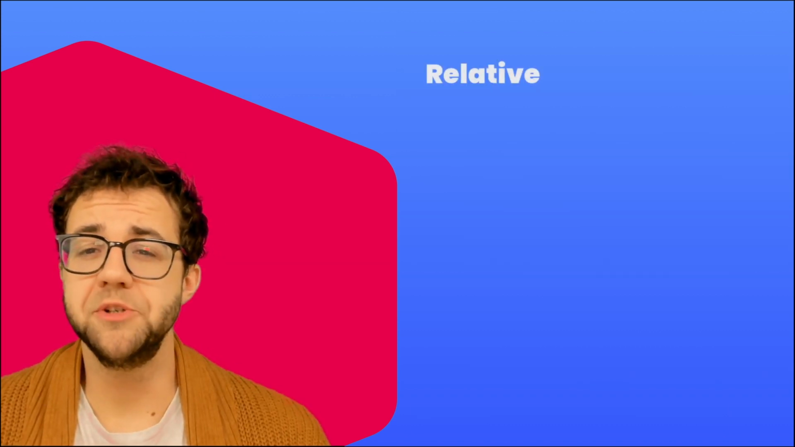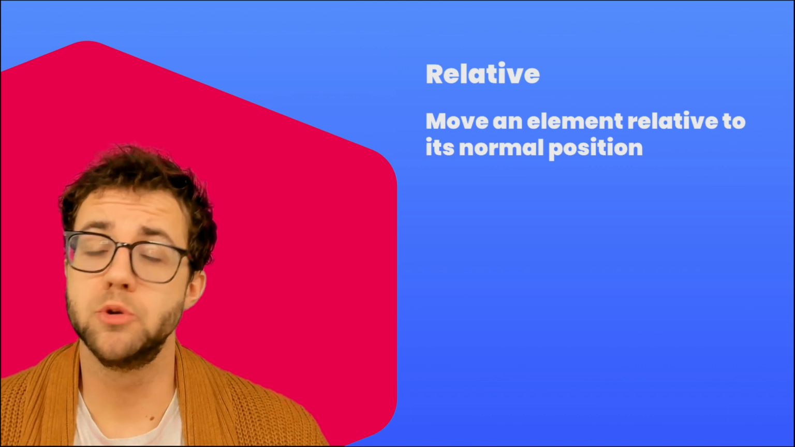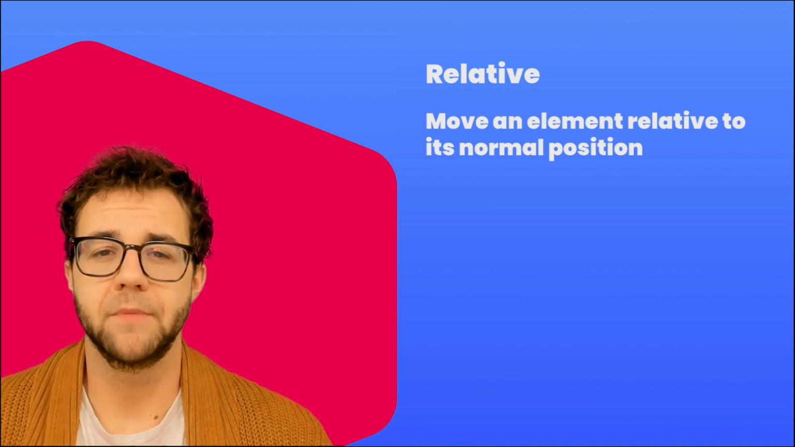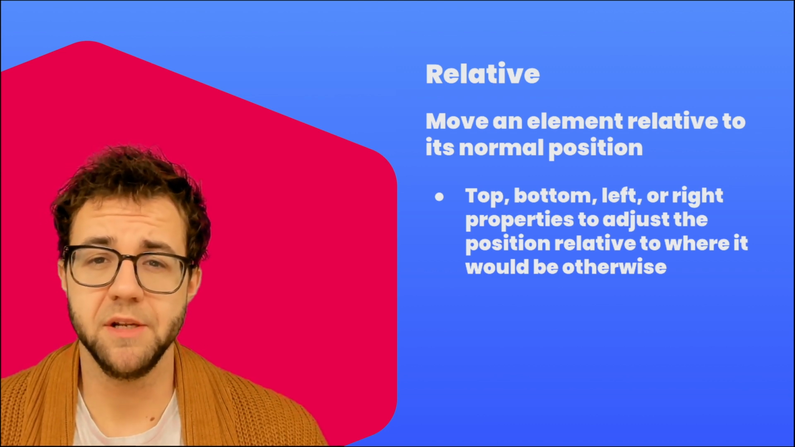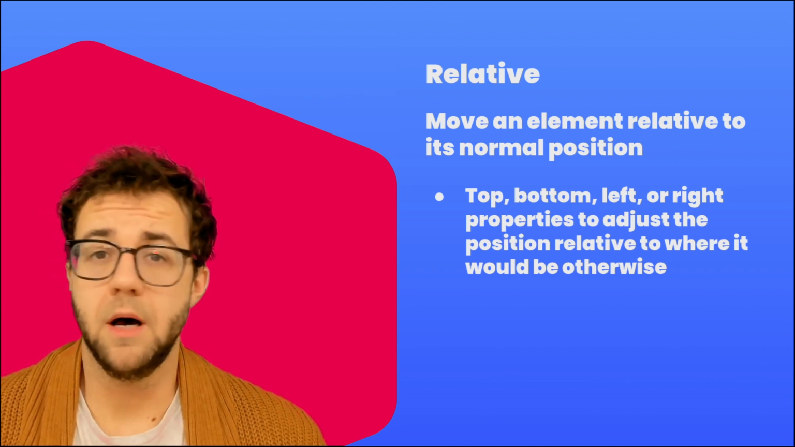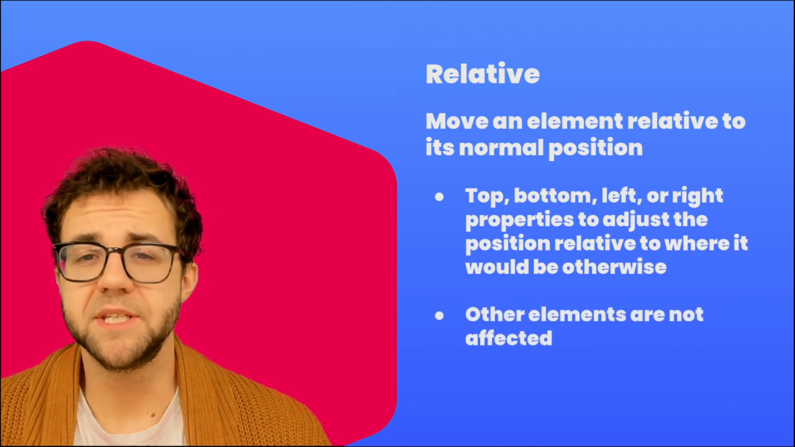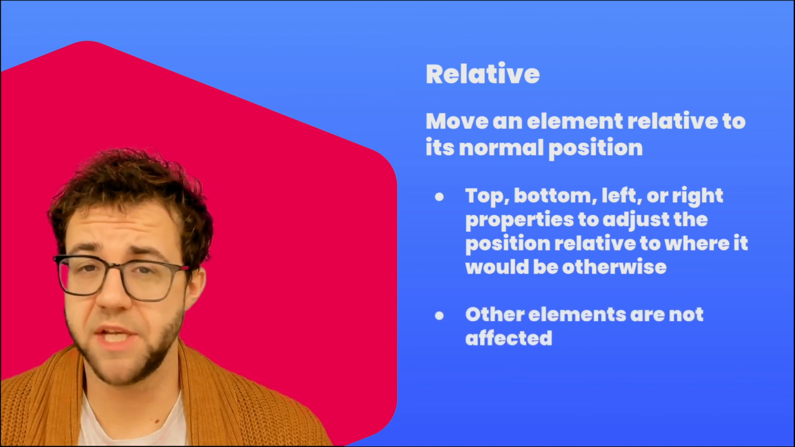Relative positioning allows you to move an element relative to its normal position in the page flow. You can use the top, bottom, left, or right properties to adjust the position relative to where it would be otherwise. Other elements are not affected by the relative positioning of the element.